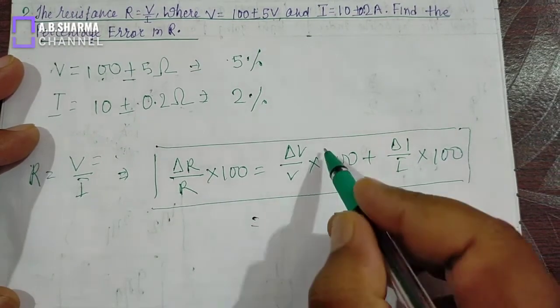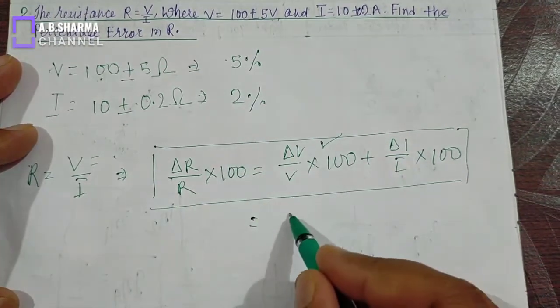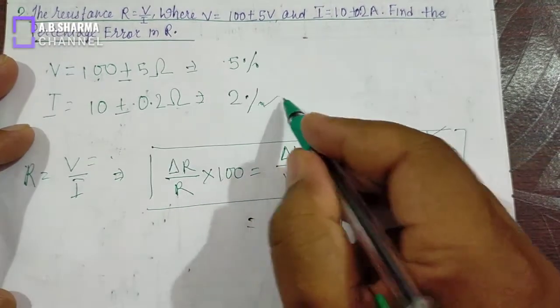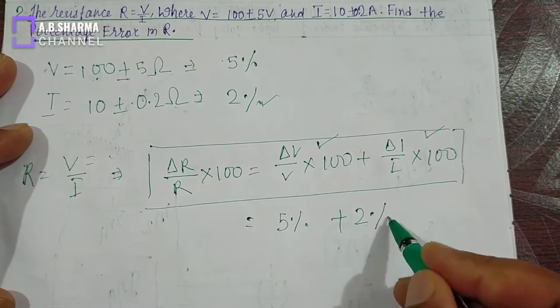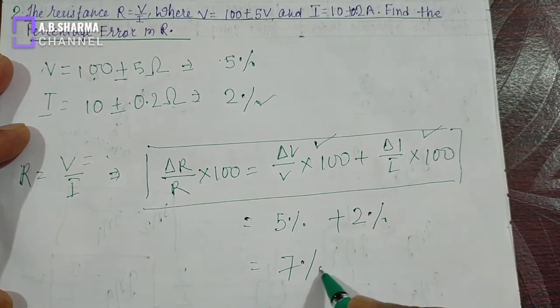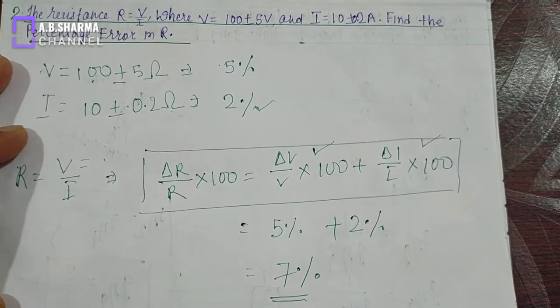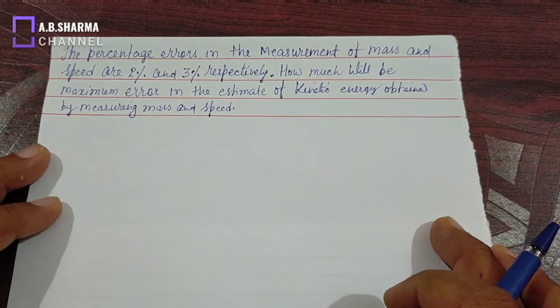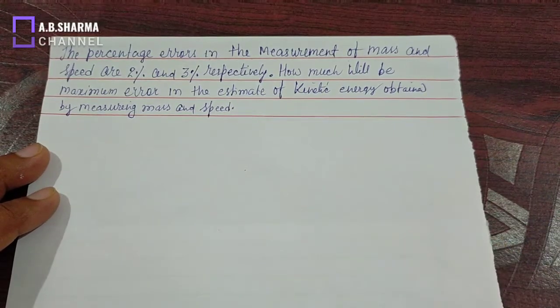So this is given, percentage error of V is 5% and percentage error of I is 2%. So percentage error of R will be 7%. This is how we will calculate percentage error if some information is given there. Now see the next question. The next question is also from NCERT book.